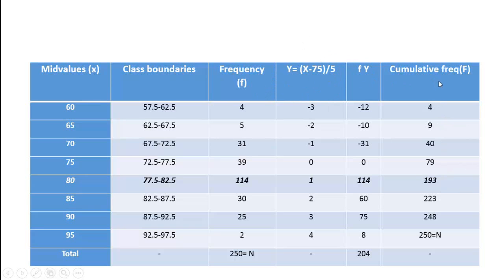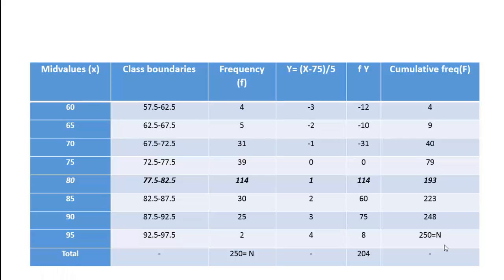Now see, cumulative frequencies are obtained in this way. The cumulative frequency for the first observation is 4, for the second observation is 9. We get 9 in this way, 5 plus 4. Similarly for the third observation it will be 31 plus 5 plus 4, that is 40. And we calculate our cumulative frequencies accordingly.